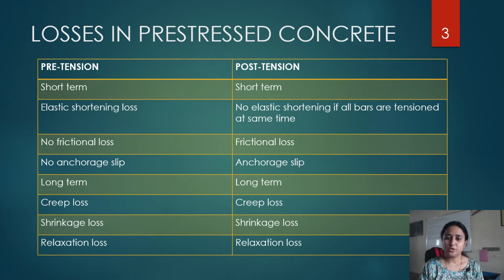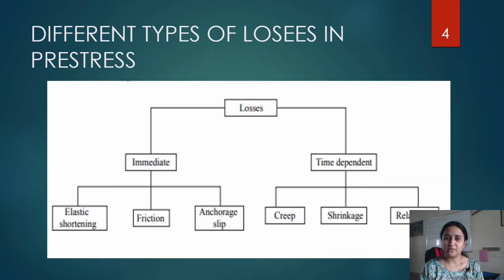Then there are long term losses: creep loss, shrinkage loss and relaxation loss. These three losses are there in both concrete types. So what these losses actually are, and what the quantification or the formula for finding these losses is, we are going to see here one by one.